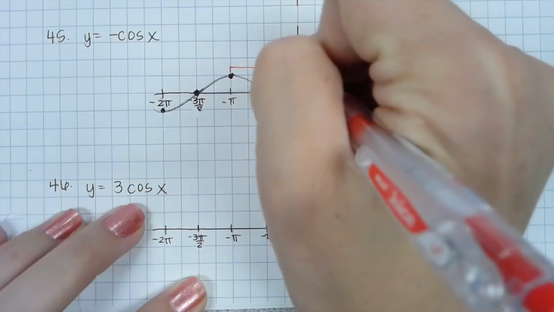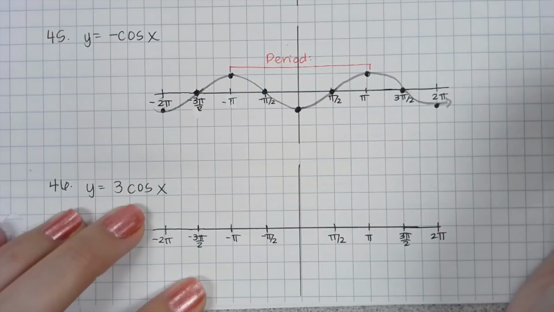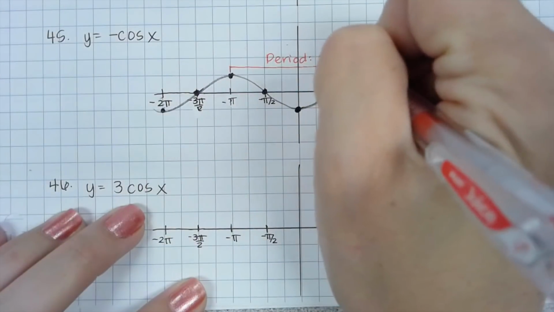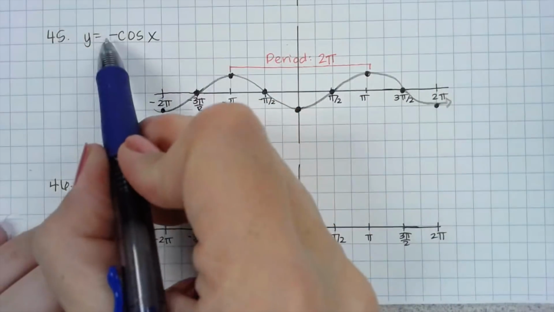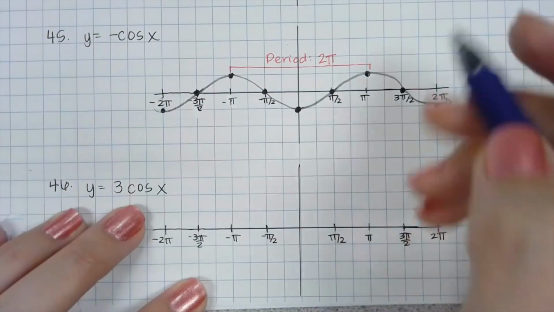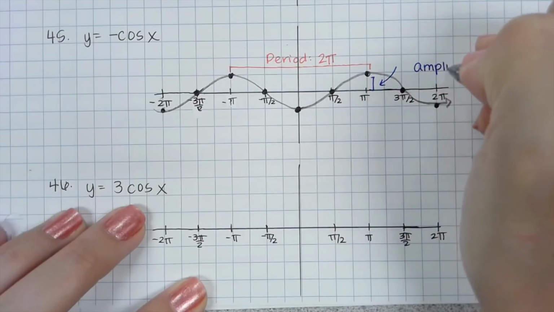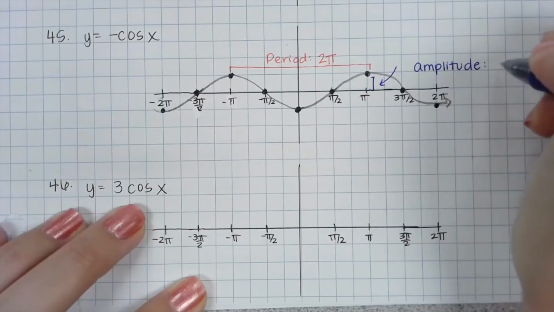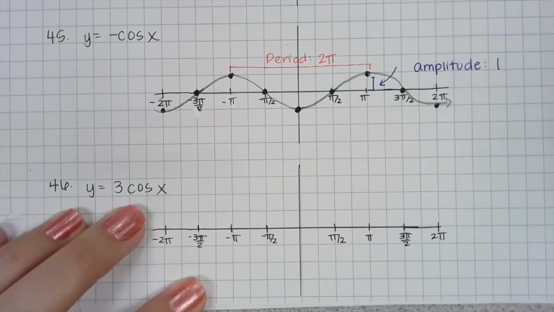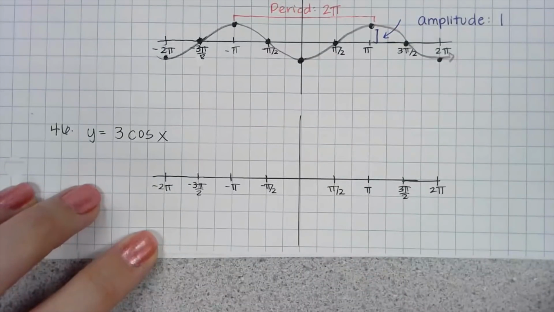Without a horizontal compression happening, my period, or the amount of time it takes for the graph to get back to where it started on cosine, is 2 pi. And then the number out front on this one is negative, which is why it flipped upside down and caused that reflection. But remember, this is your amplitude. And even though it has a -1 out front, we say that the amplitude of this graph is +1. We measure distance in positive numbers.